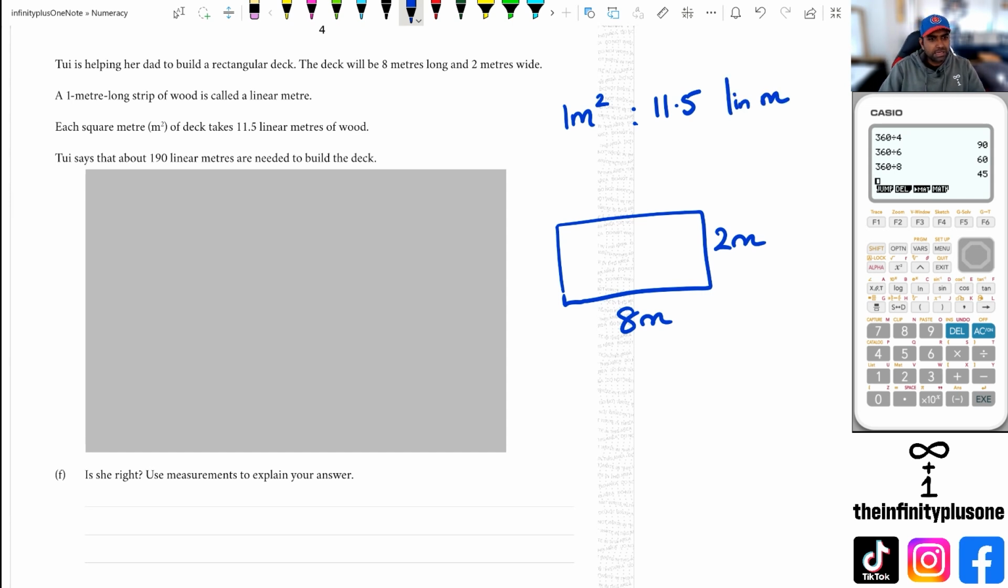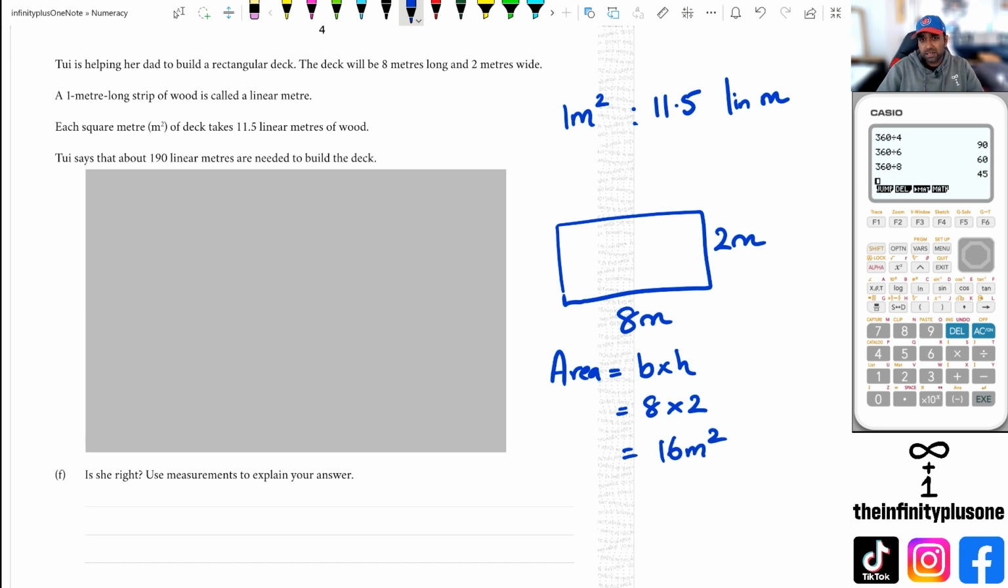And then the question says, Tui says about 190 linear meters is required to build a deck. Is she correct? Use measurements to explain your answer. Okay, so the first thing we're going to do is work out the area of the deck. It's a rectangular shape, so we're going to do base times height. We're going to do 8 times 2, which gives us 16 meters squared.